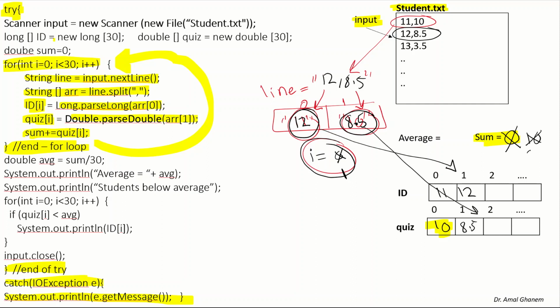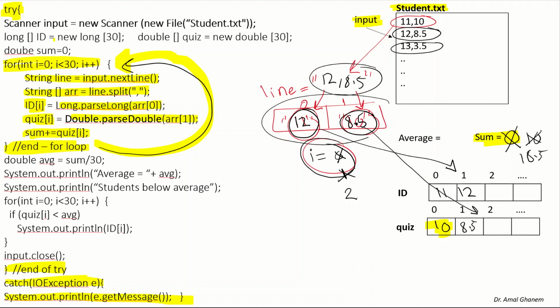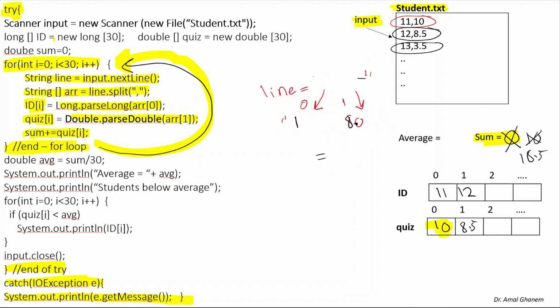So 10 plus 8.5 will be 18.5. And by this, you did the reading of the second student. Then again you go back and increment i. So i now has the value 2, which means you will read this line, take it as a line, convert it to an array, and then save it in its location. Once you are done with this, it means you have done the reading of all of the lines you have in your file, and you have the summation.